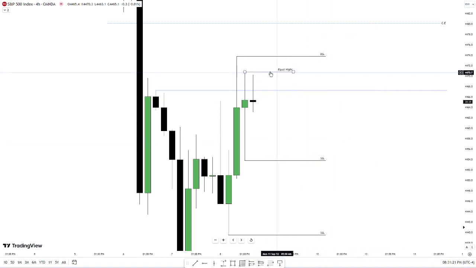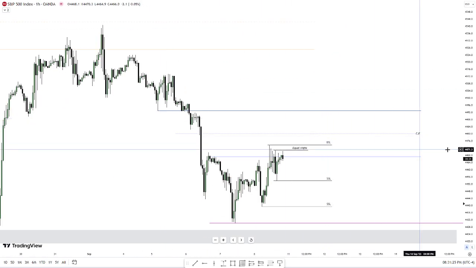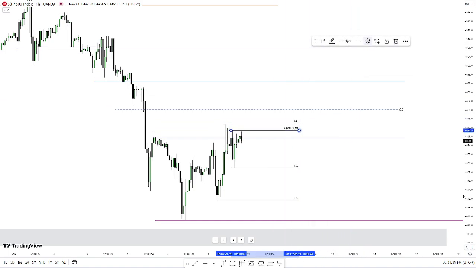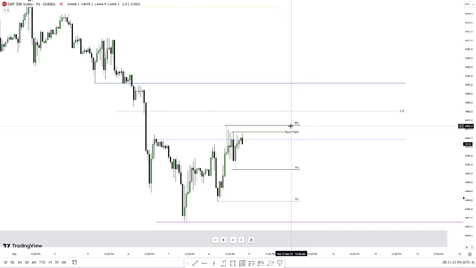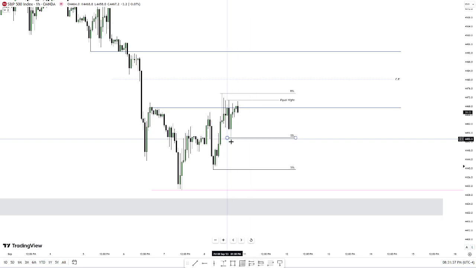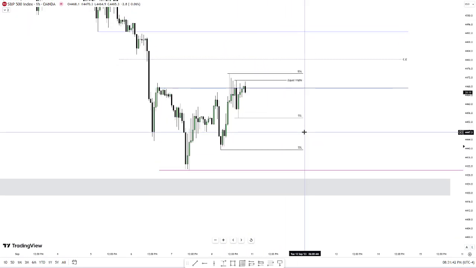So we want it to break these equal highs and push towards this buy side liquidity. After it pushes through these equal highs, pushes through this buy side, I'm hoping for a nice move down to this targeted sell side liquidity and this other sell side liquidity.